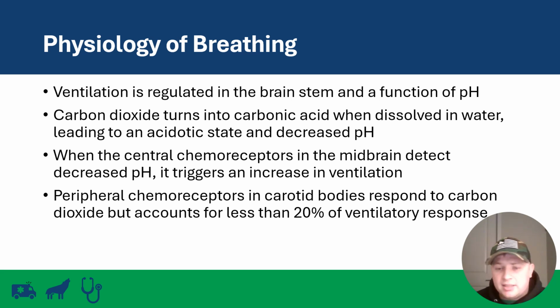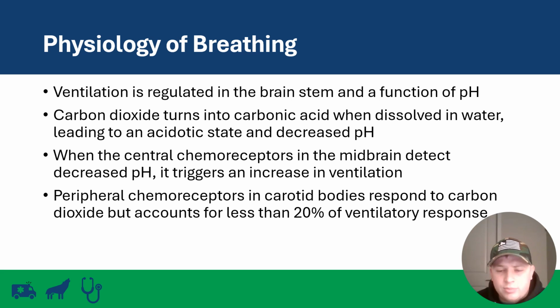So the brainstem and the central chemoreceptors that are located in the midbrain, they detect that decrease in pH, and that's what triggers the ventilation. Okay, so again, ventilation is primarily regulated by the brainstem. We have our central chemoreceptors, which detect that decreased pH. Those central chemoreceptors are located in the midbrain, and that triggers us to ventilate when that pH drops.